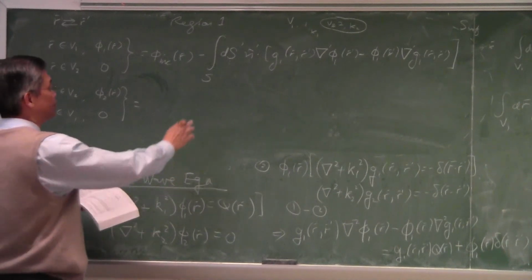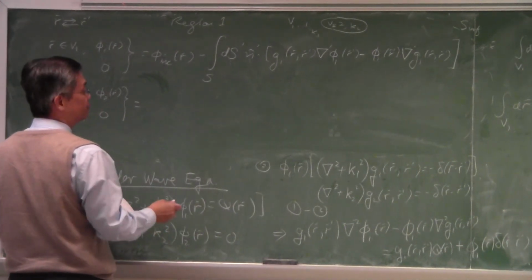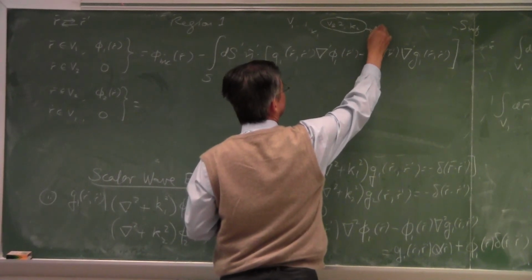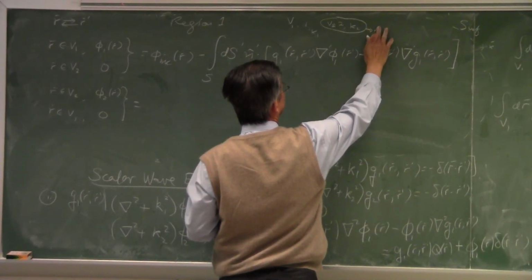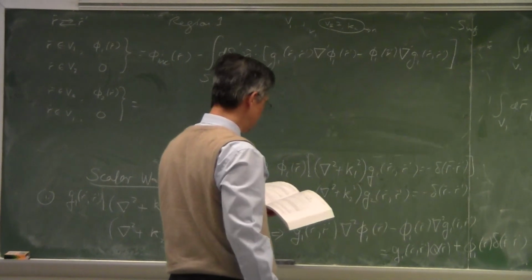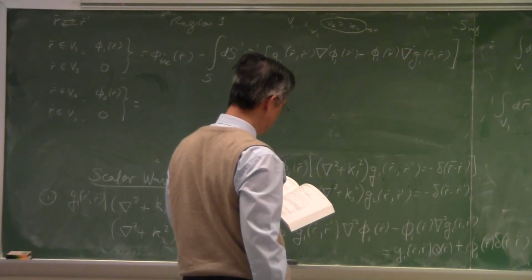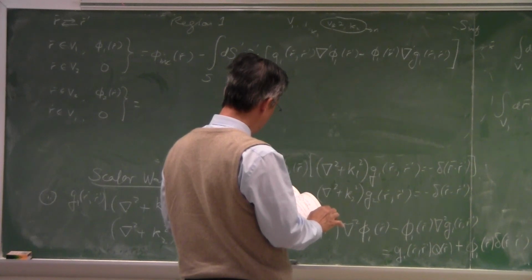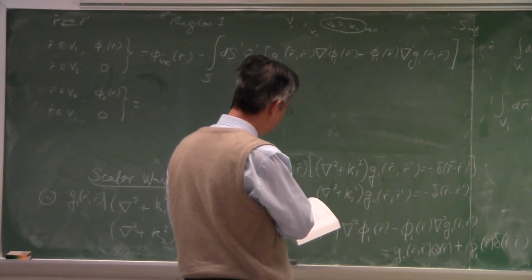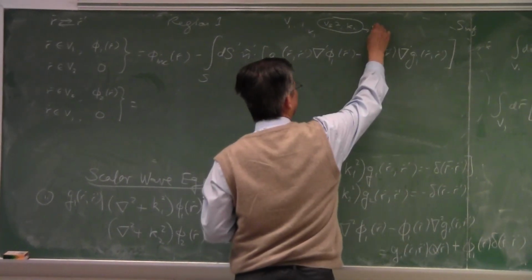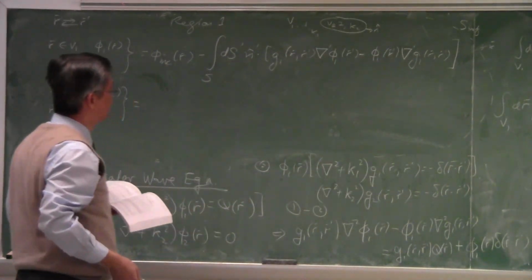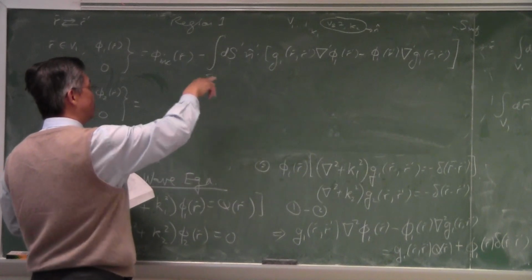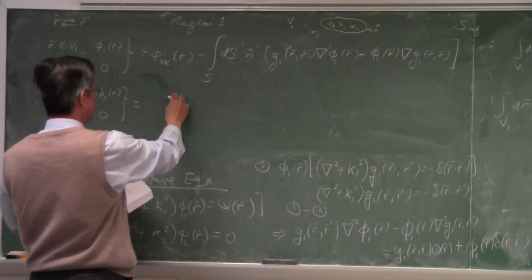Because of the way we defined the normal, for region 2 and region 1, the normal was defined to be something like this. I define the normal to be pointing out of this surface. So if you define the normal that way, then in region 2 the normal is opposite to the normal here. So you get a sign difference.